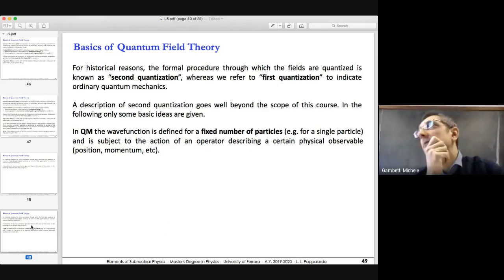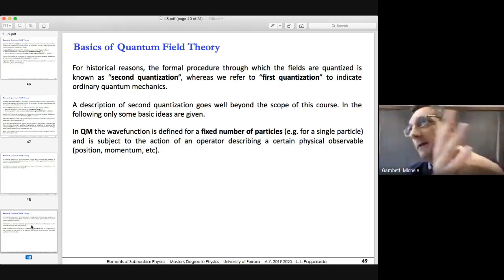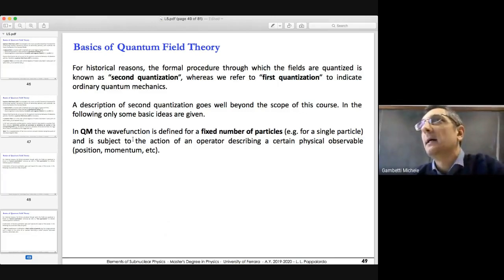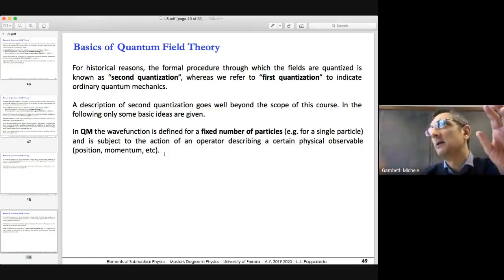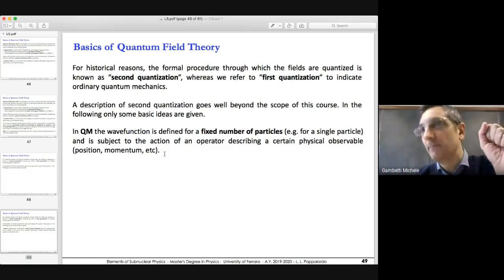Let's do this through a comparison between quantum mechanics and quantum field theory. In quantum mechanics, as you know, the wave function is defined for a fixed number of particles. For instance, you can have a single particle wave function, and it is subject to the action of an operator describing a certain physical observable: the position operator, momentum operator, angular momentum operator, spin operator, and so on. So it is an operator describing a physical observable that acts on your wave function.